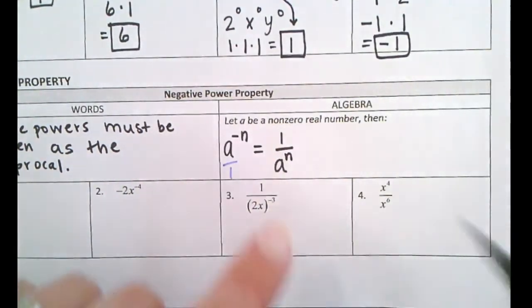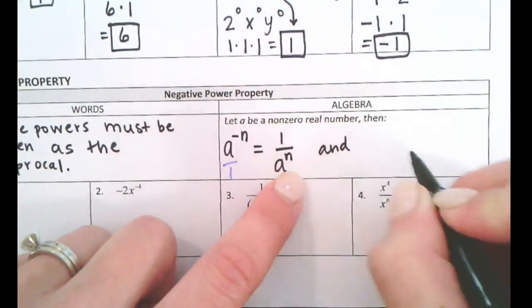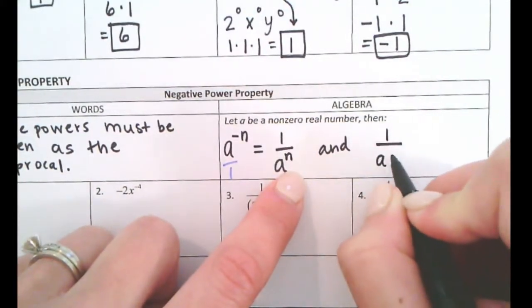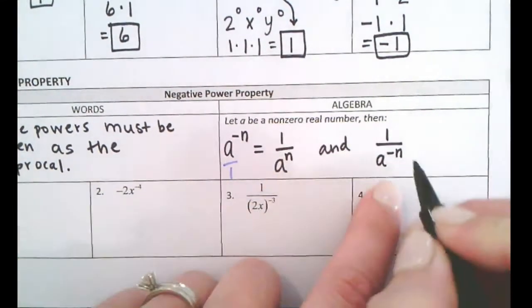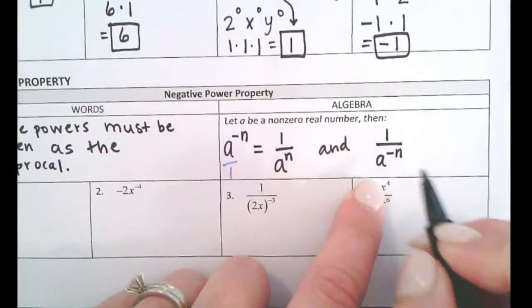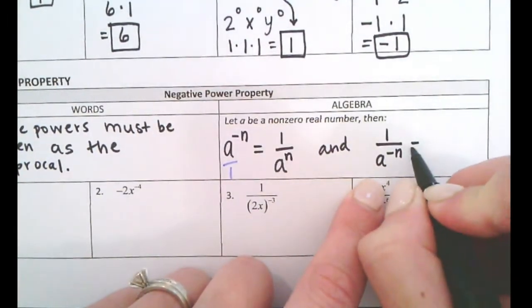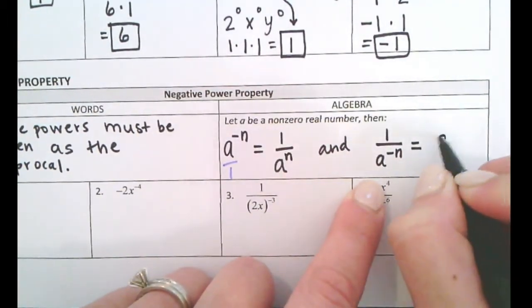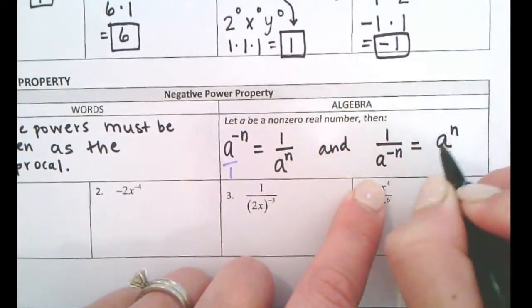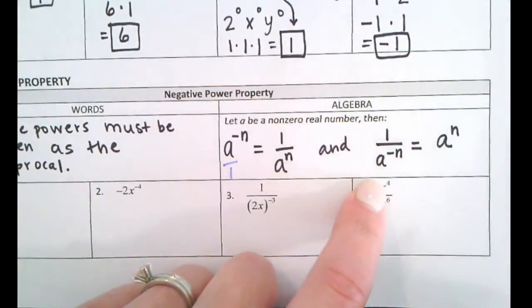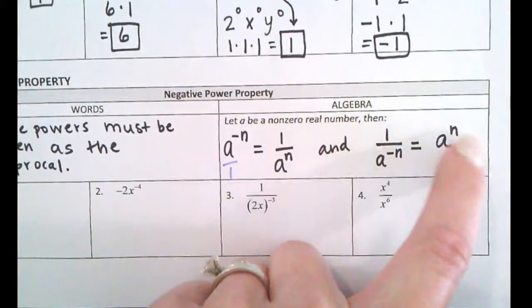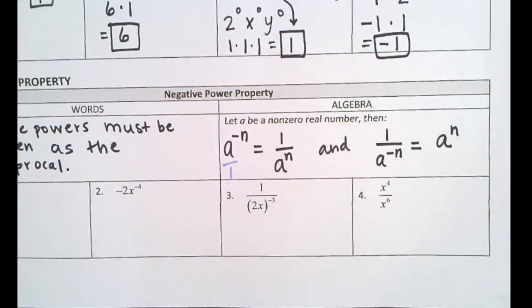We can do this the other way. Our other one is 1 over a to the negative n. I do not want this negative power, so I must write it as the reciprocal. So this time I'm going to bring a to the top to the power of n, and you can put that over 1, or just write it as a to the n.